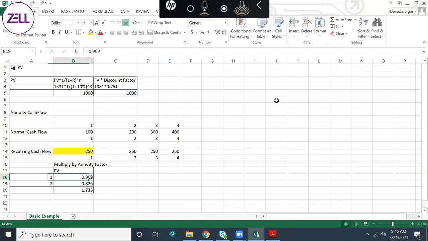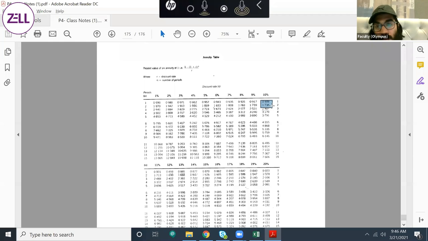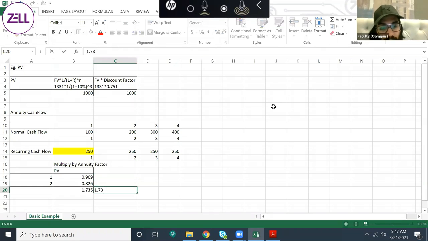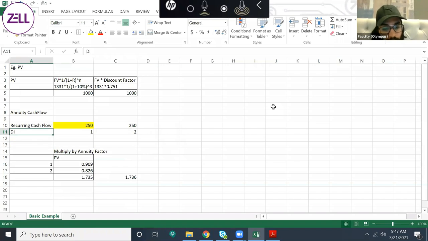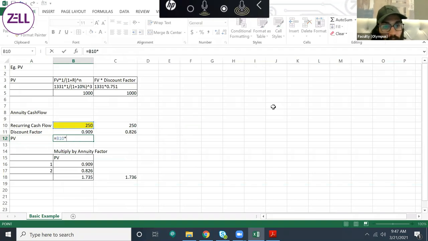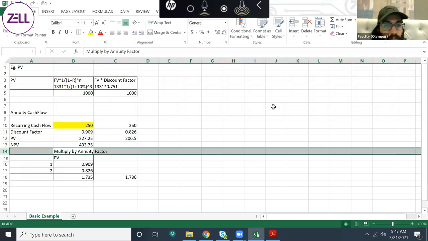Yes, sir. Okay. But if I go to the annuity table, I get the direct number of 1.736. That is nothing but my final answer, right? So I have two options, guys. As simple as that. Let's do it. I'll do it only for 2 years for now, and I'll show you. Discount factor is 0.909 and 0.826. The present value is nothing but this multiplied by this, and your NPV will be nothing but the total of these two. Everyone with me till here?